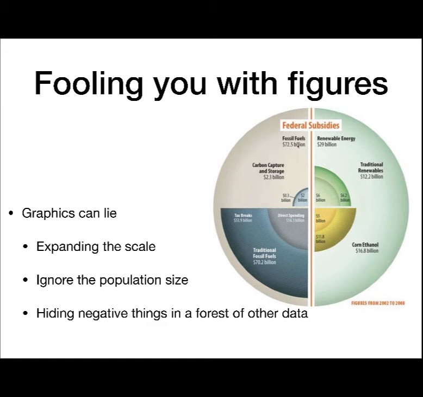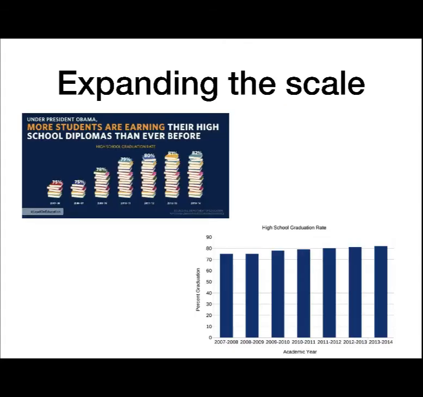So what I'm going to go through is some more common things. This graph is so outrageously ridiculous that no one would take it seriously. But there's subtle things that you can do in graphing data to fool your audience. They are expanding the scale, ignoring the population size, and hiding negative things in a forest of other data. So let's look at those. The first thing you can do is expand the scale.